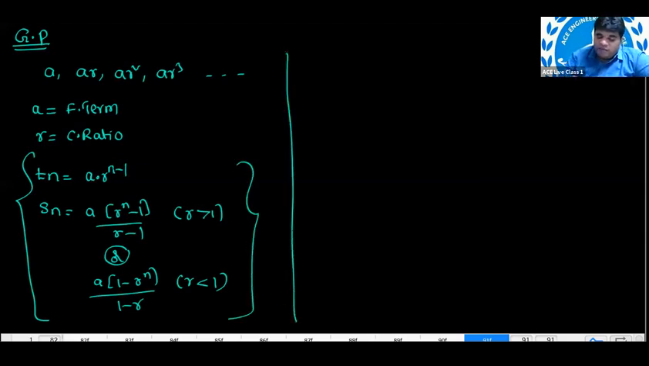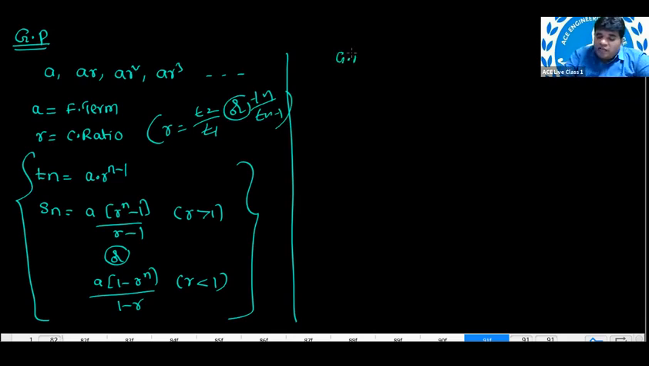Sn is equal to A into (R power n minus 1) upon (R minus 1), where R value is greater than 1. Here R value is less than 1. What is the common ratio? R means T2 by T1, or Tn by Tn minus 1.